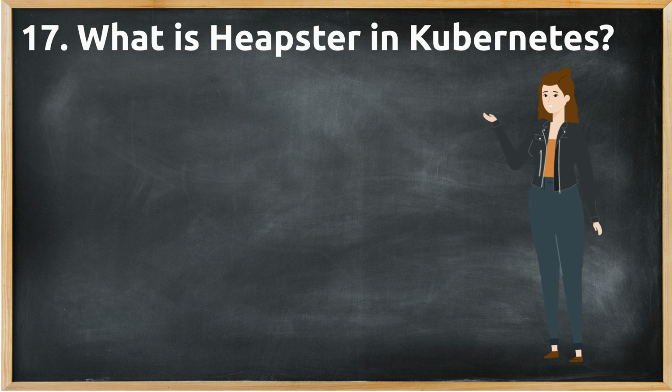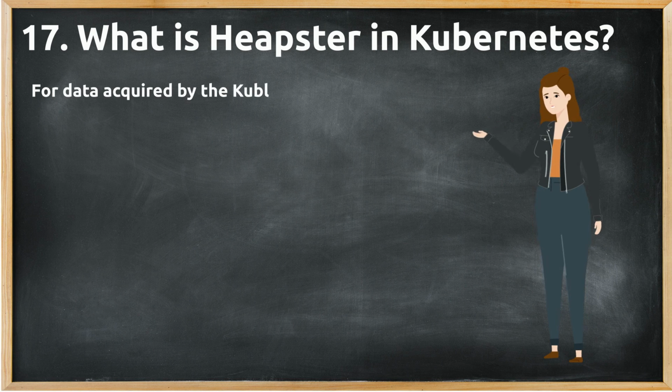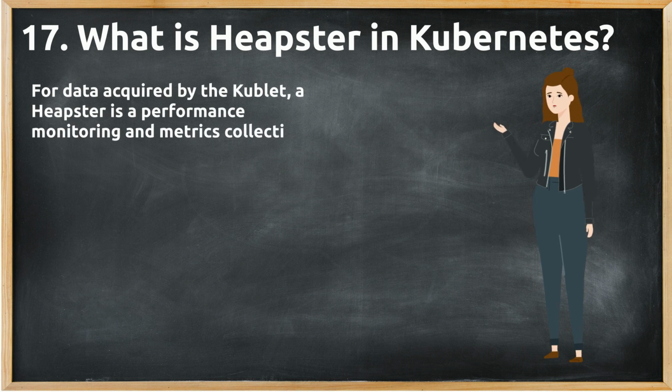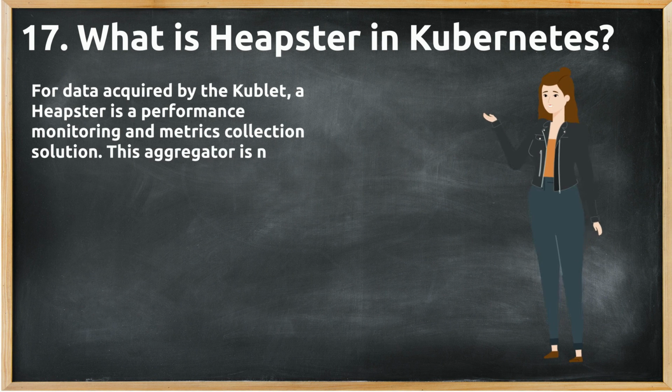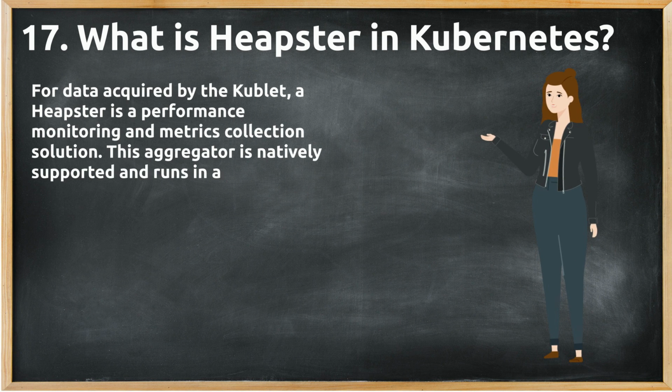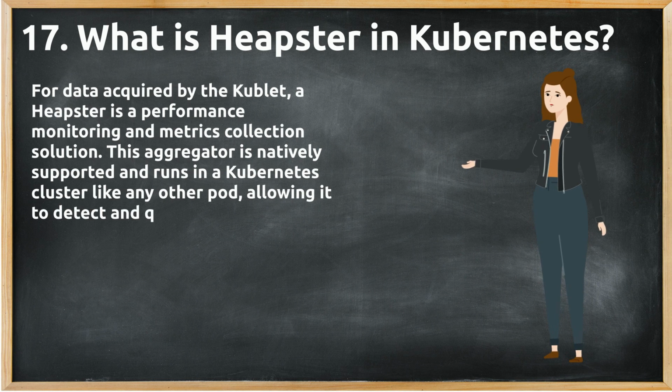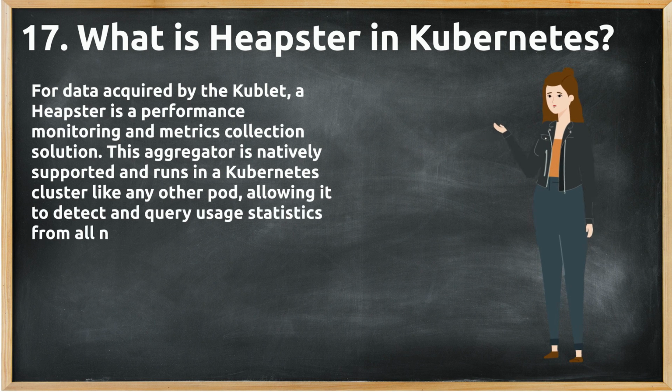17. What is Heapster in Kubernetes? For data acquired by the Kubelet, Heapster is a performance monitoring and metrics collection solution. This aggregator is natively supported and runs in a Kubernetes cluster like any other pod, allowing it to detect and query usage statistics from all nodes in the cluster.